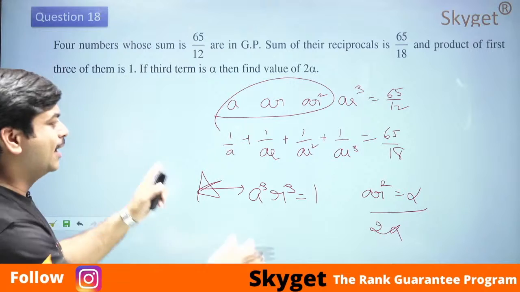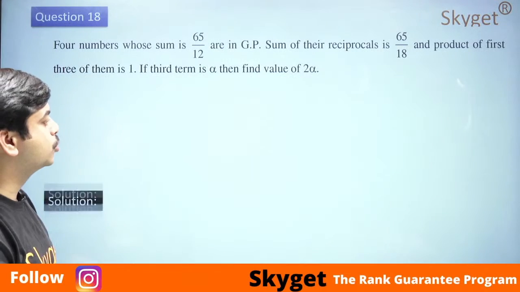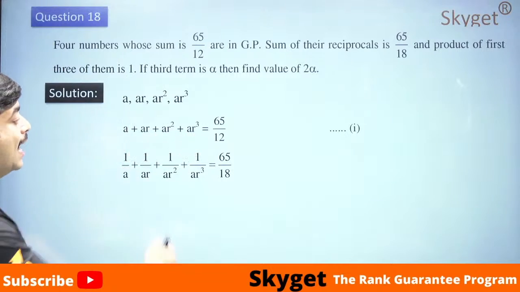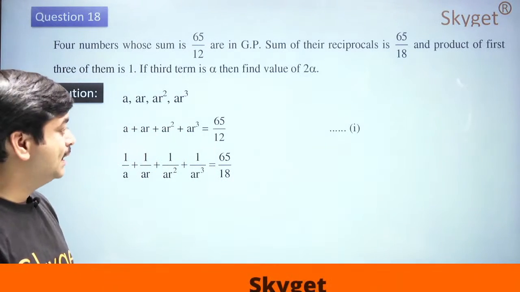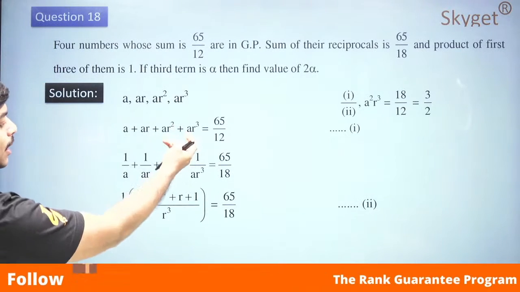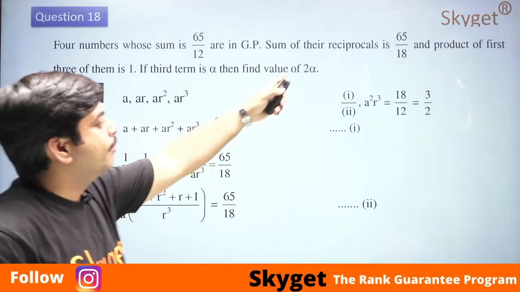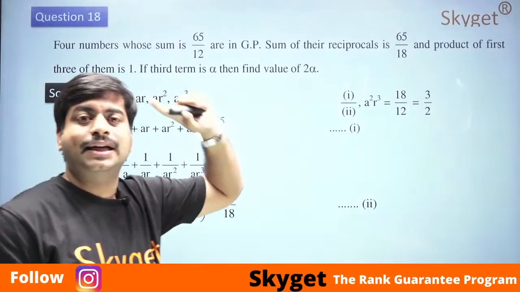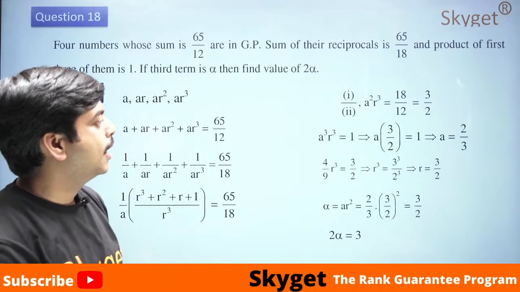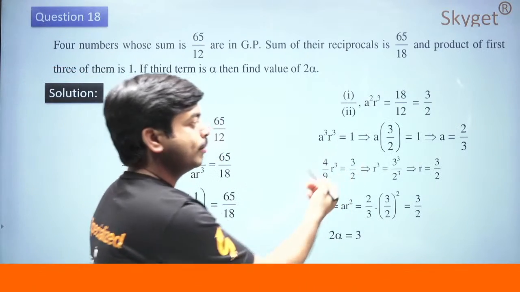If you carefully try to solve these equations, this is the one, 65 by 12. Reciprocals will be 65 by 18. So let us take this as 1, this as 2, and 1 divided by 2 will give you A square R cube. And as I said, the product of the first 3 is given as 1. So that is one more equation which will be very useful for us. A cube R cube equal to 1.